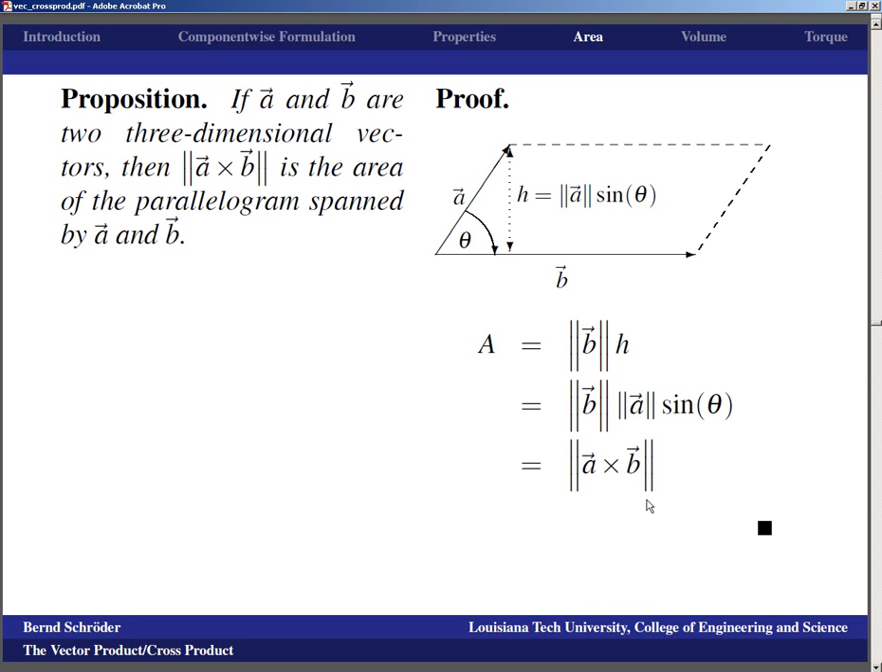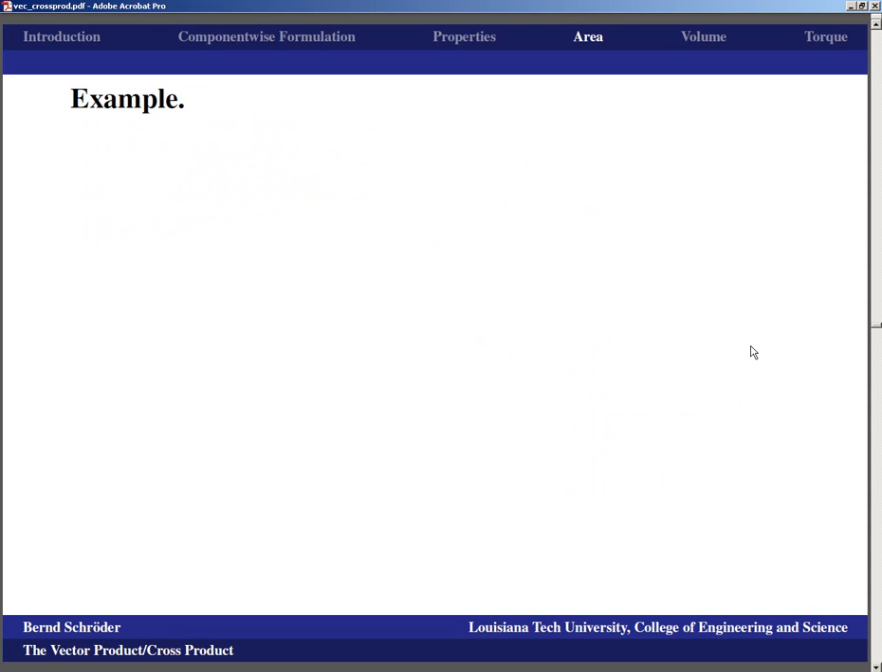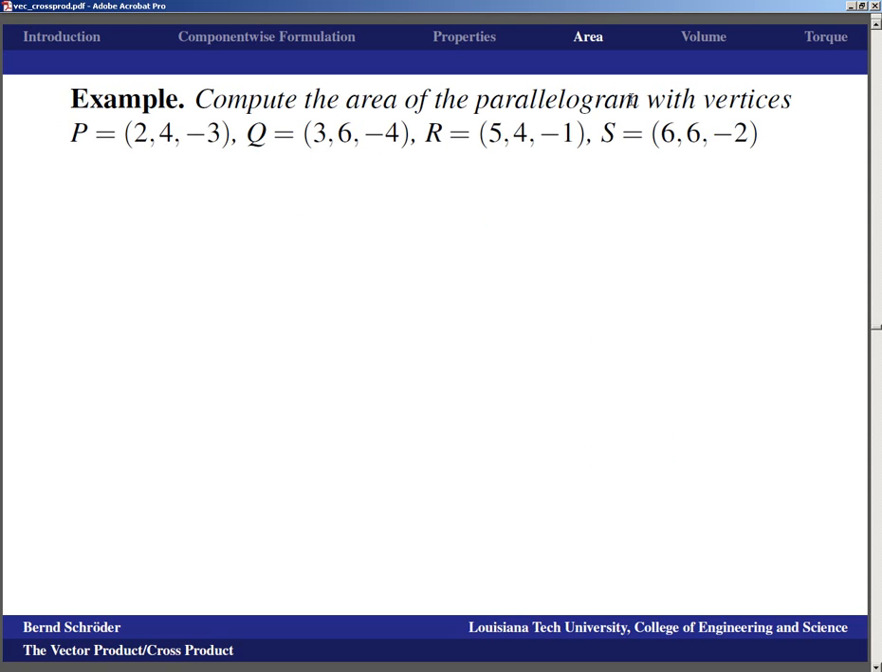And so on the next panel, I'm going to ask, what is this good for? Well, it is already good for something, because we can now compute the area of parallelograms that can be standing askew in space any way you want to, and you can still compute the area just from knowing the encoding of the sides as vectors. Well, okay, we're going to talk about what it's good for after the example, because we're first going to do some visualization. So compute the area of the parallelogram with vertices P being 2, 4, negative 3, Q being 3, 6, negative 4, R equals 5, 4, negative 1, and S equals 6, 6, negative 2.